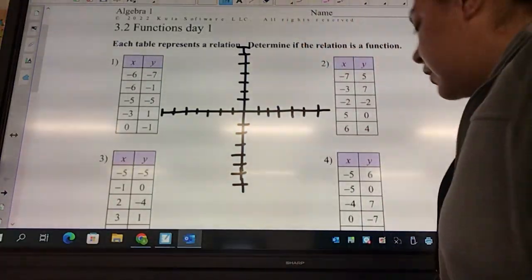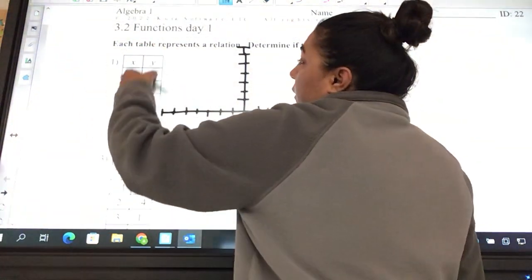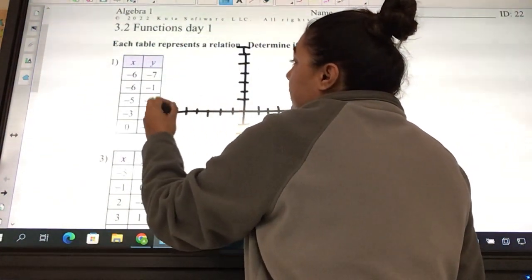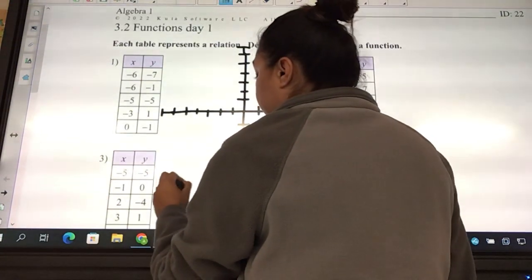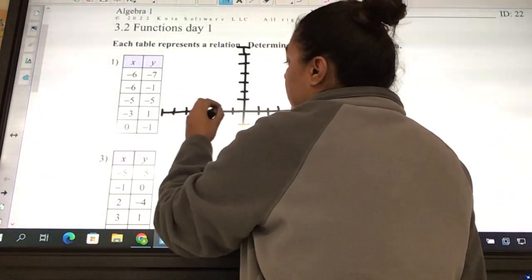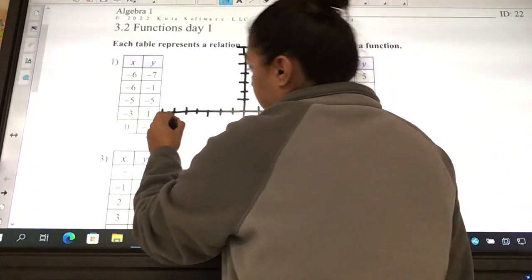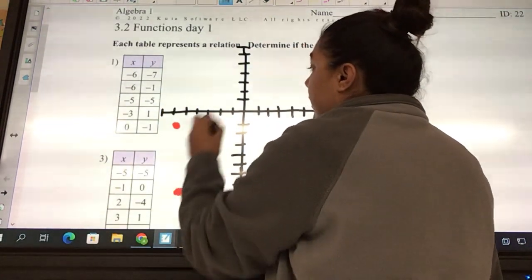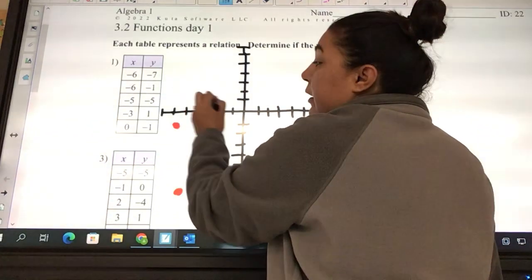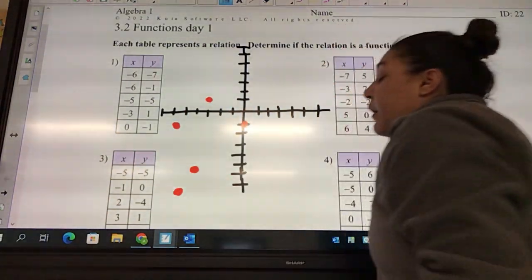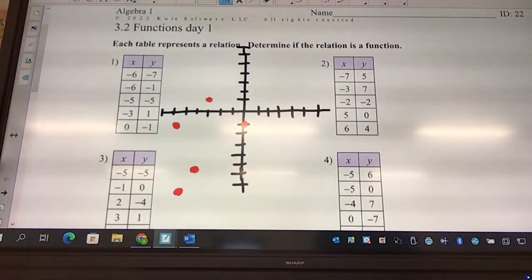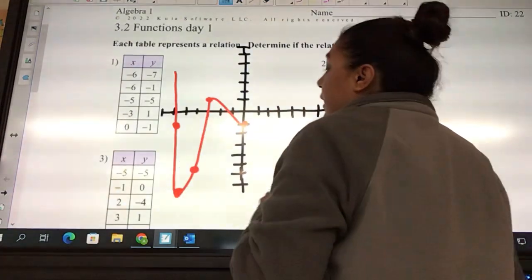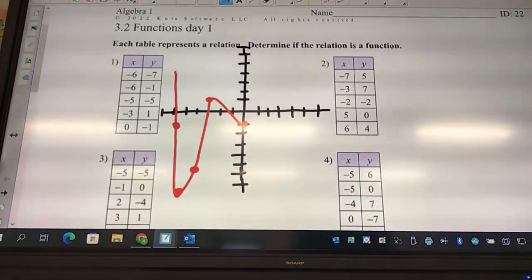You're going to need to see it, okay? So we have this table right here, and we can plot these points at -6, 1, 2, 3, 4, 5, 6, -7, so that's going to be here, okay? And I got -6, -1, okay, -5, all right, somewhere there, -3, 1, and then 0, -1. Okay, so if you were to connect all these dots, that's what our graph would look like, okay?